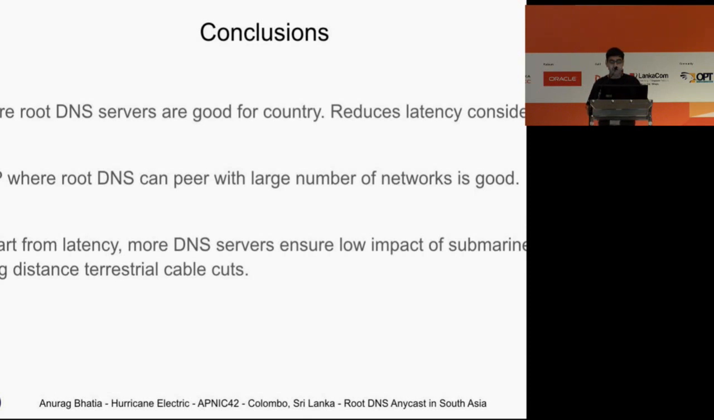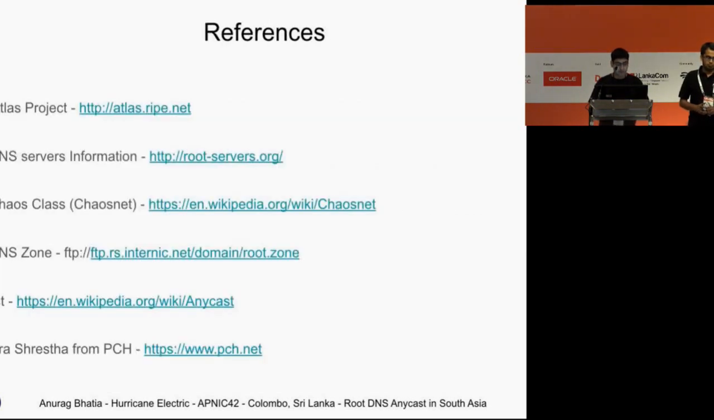Conclusions: more root DNS servers are good for a country. They reduce the latency considerably. And it's important to have IXPs where we can have root servers and where we can facilitate peering with the root servers. And apart from latency, having more root servers does help in the impact of any major cable cuts. References: the RIPE Atlas project and root zone and root server information over there.